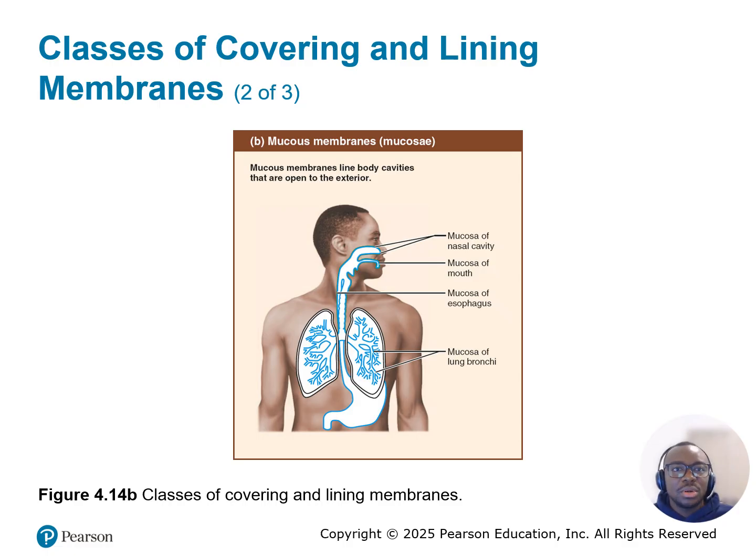Mucous membranes, also called mucosae, line body cavities that open to the exterior, including hollow organs of the digestive, respiratory, and urogenital tracts. In all cases, they are wet or moist membranes covered by secretions, or urine in the case of the urinary mucosa.